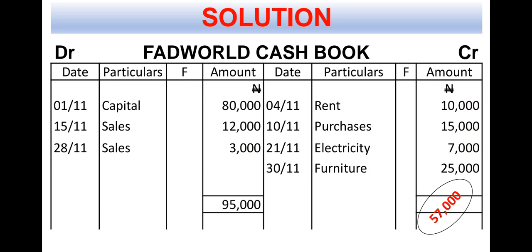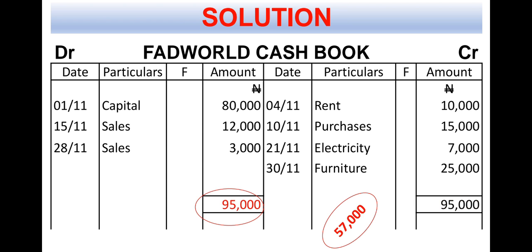If you look at the value, 57,000 is less than 95,000. When preparing the cash book, whichever one is having the highest value, the amount will be written above the total. Which means at the credit side, we have 95,000, which is the higher. So 95,000 will also be written under the credit side as 95,000 naira. If you look at all the entries we have at the credit side, like I said earlier, the total is 57,000 naira, and 57,000 naira is less than 95,000 naira.